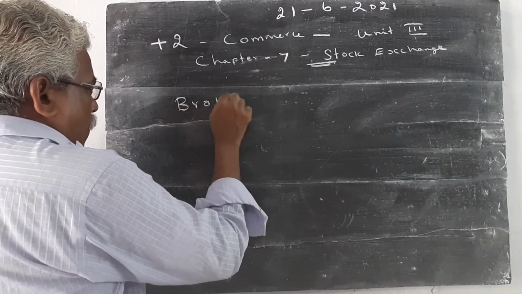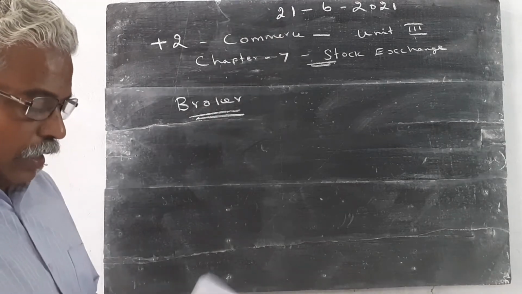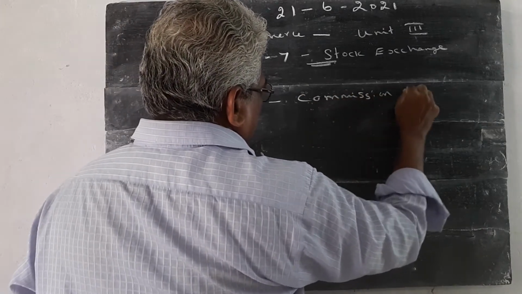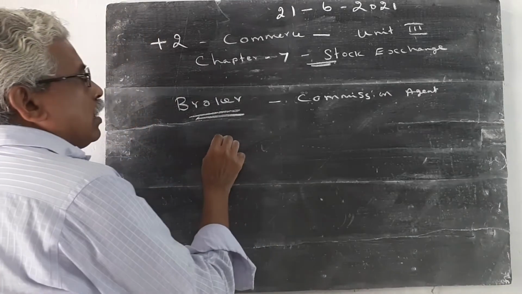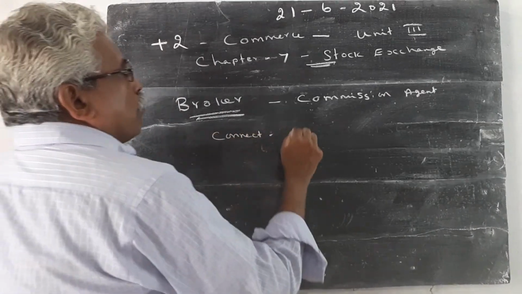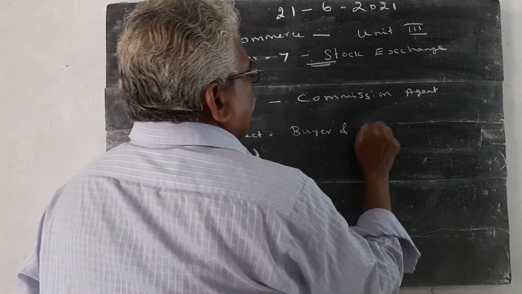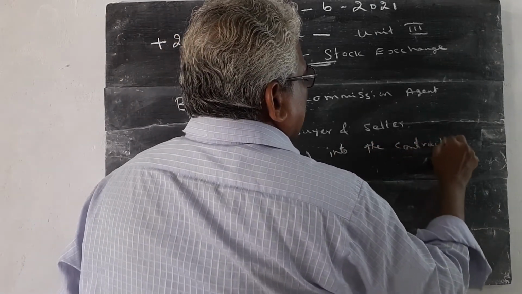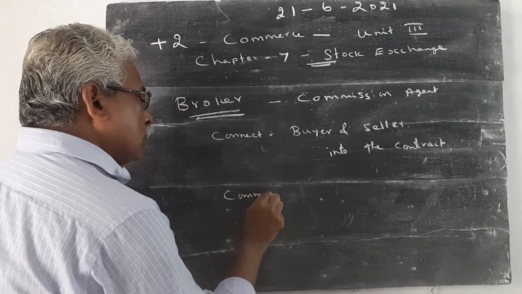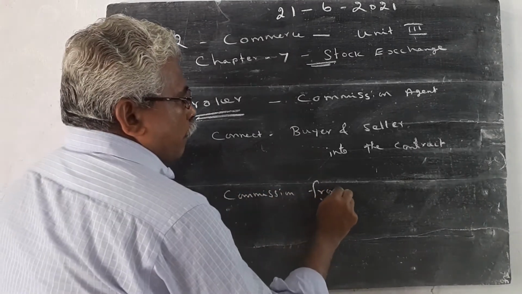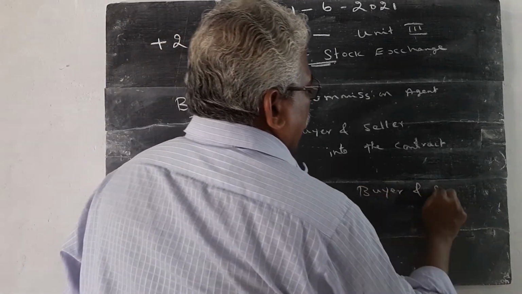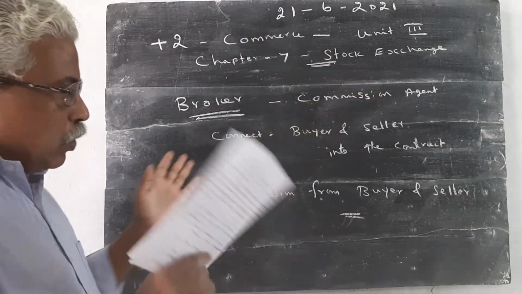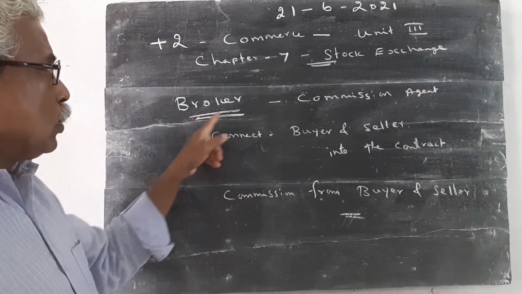Broker. Broker is a commission agent. He merely connects the buyer and seller into the contract. He gets commission from buyer and seller. Very, very important point is, in the stock exchange, the securities are bought and sold only through brokers.